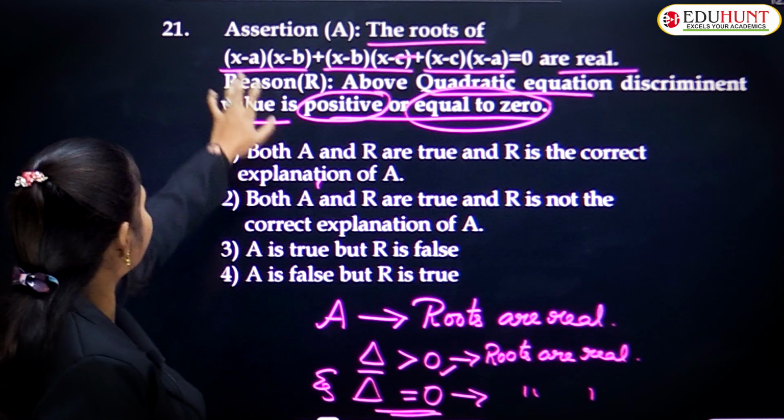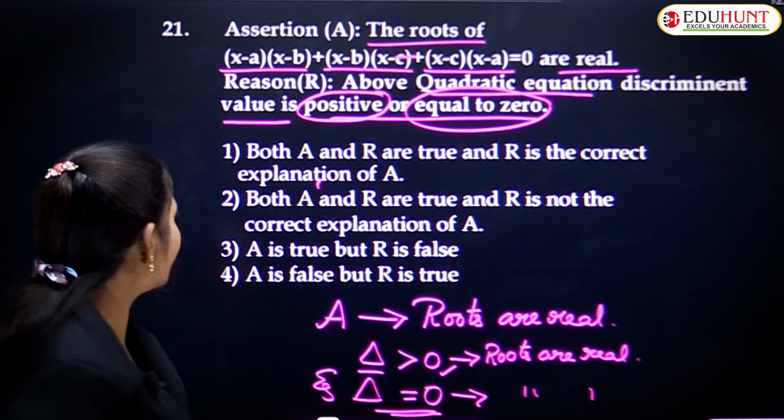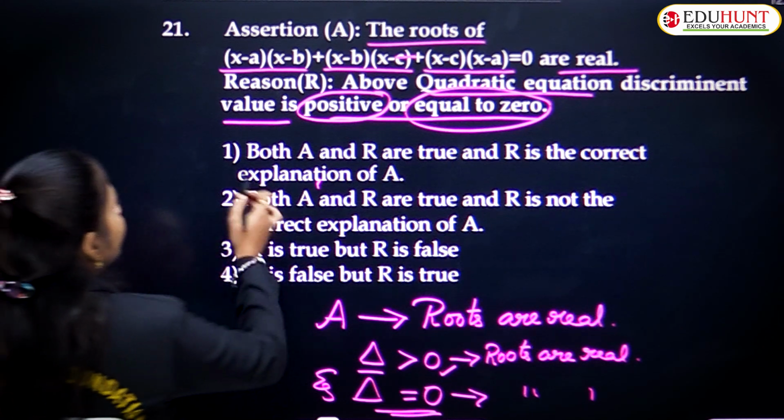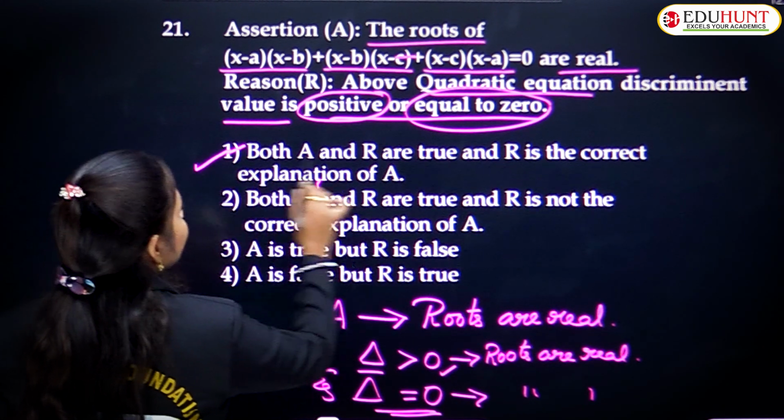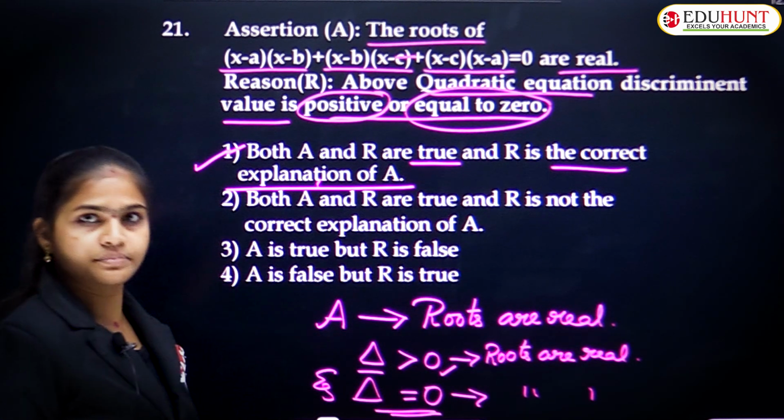Okay, so if you simplify this one, then you will get those real roots. So you try that one. Understand? So which option is correct here? Yes, option 1: both A and R are true, and R is the correct explanation of A.